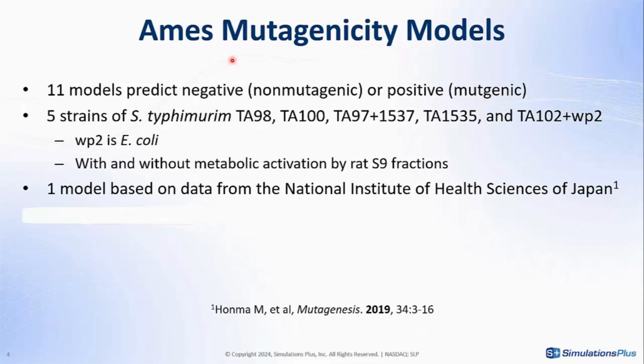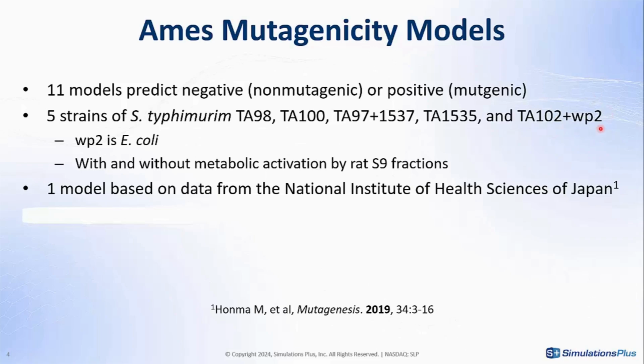Okay, next I'll talk about our Ames mutagenicity models. We have 11 models where the model output is either negative, e.g. non-mutagenic, or positive, causes mutagenicity. We have 5 strains of Salmonella: TA98, TA100, TA97 plus 1537. So this is kind of a mixture here, TA1535, and then TA102 plus WP2.